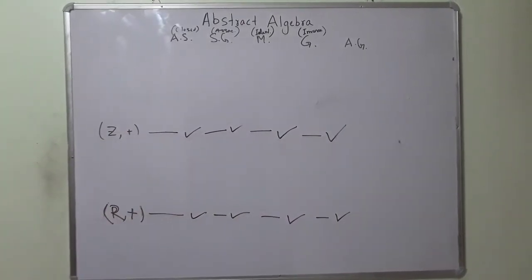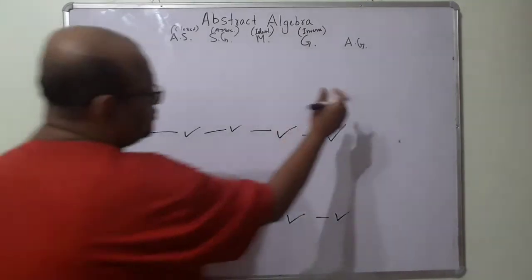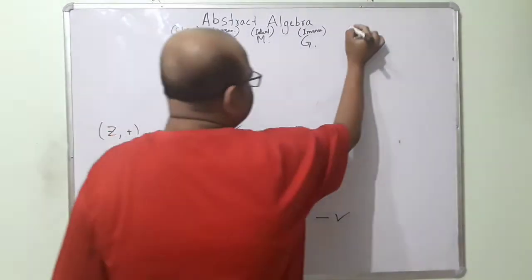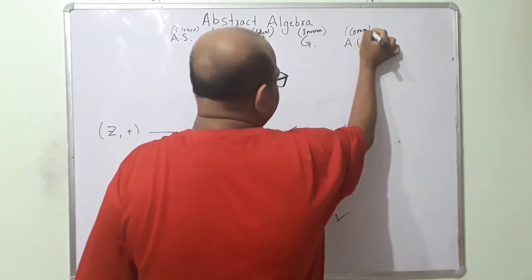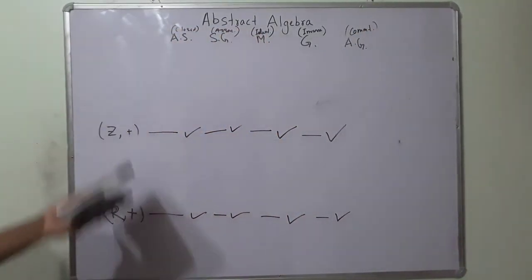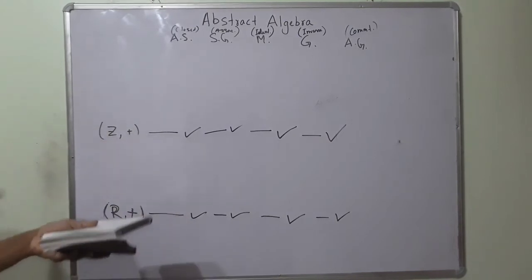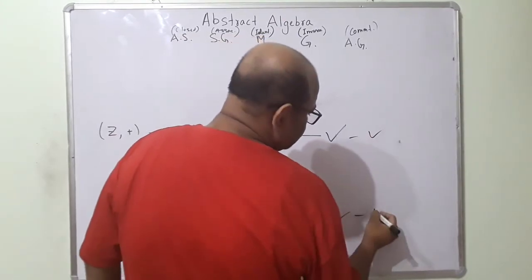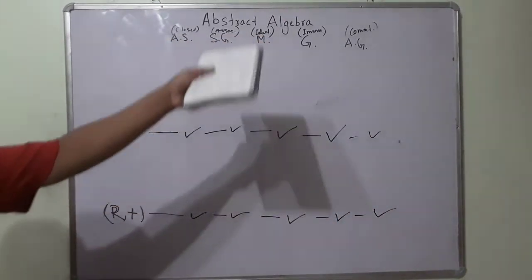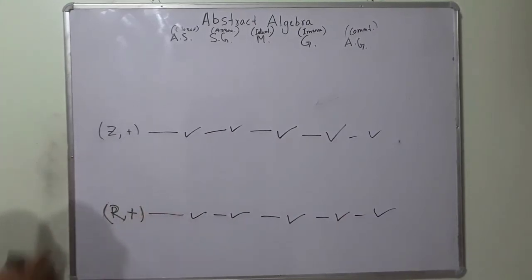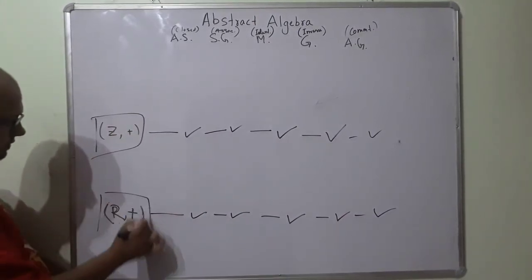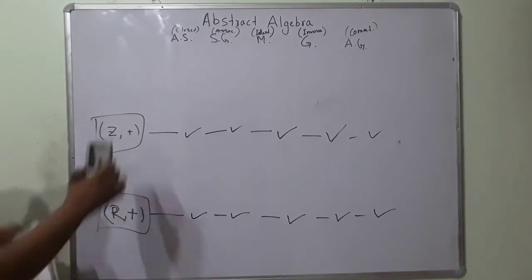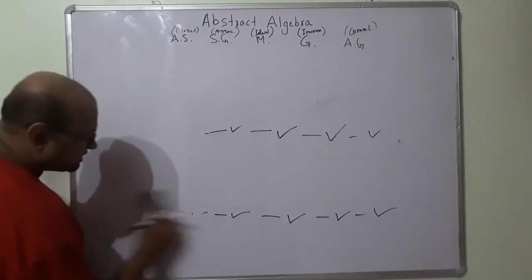Now to be an abelian group, you have to satisfy all these properties and you have to satisfy the commutative property. Addition with integers or addition with real numbers, both of them satisfy the commutative property, so both of these are abelian groups. Fine. Let us work with a few more examples.